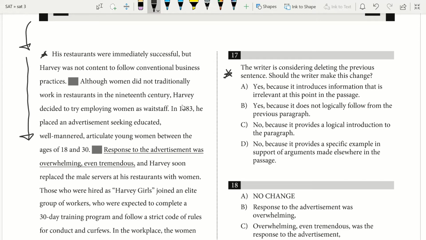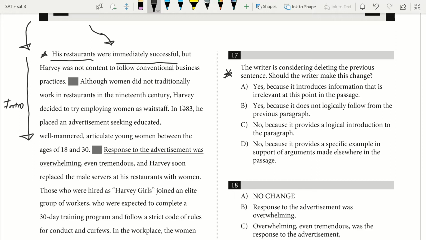So what we need to do is read on to see if it properly introduces the ideas that follow, because we already know it does a good job of transitioning from our previous paragraph, because in our previous paragraph we talked about the Harvey houses, and now we're talking about Harvey's restaurants, the Harvey houses, right, and how they were immediately successful. So that's a proper transition from our previous paragraph up here to our current paragraph. But the only question now is, does it properly introduce the ideas that come in this paragraph?